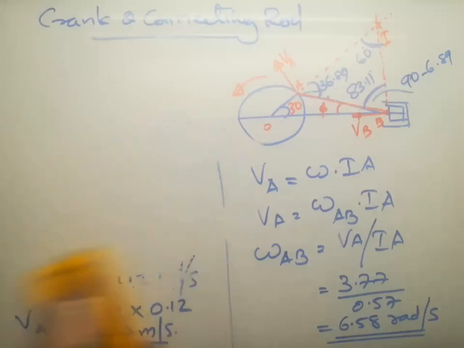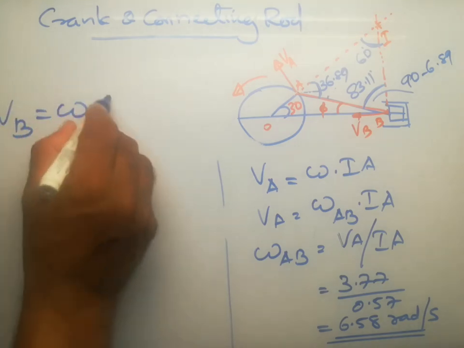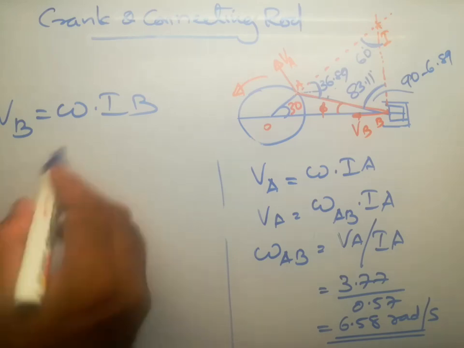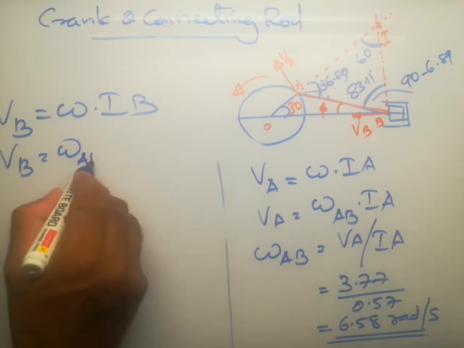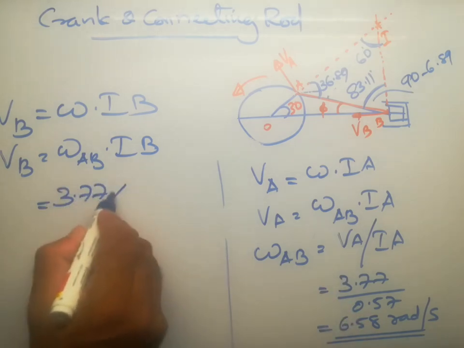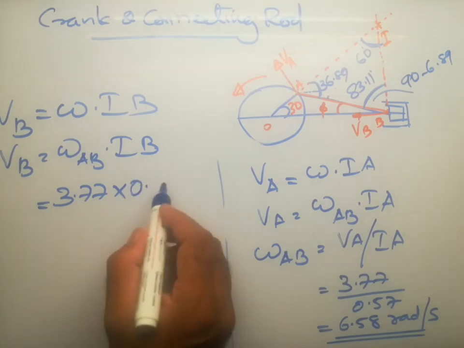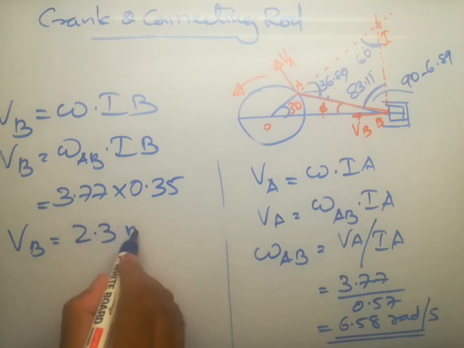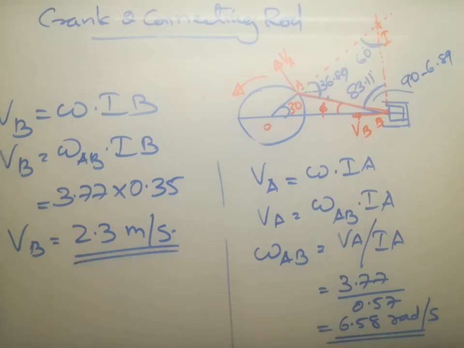Then, to find out the velocity of the piston VB, we know the equation VB equal to omega into IB, where omega is the same for all the points of the connecting rod. Therefore, VB equal to omega AB into IB. So it is equal to 6.58 into IB, 0.35. Therefore, VB equal to 2.3 meter per second. So we have the answers for the question we were asked to find out.